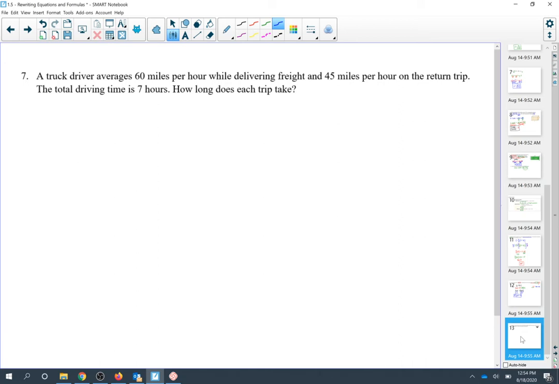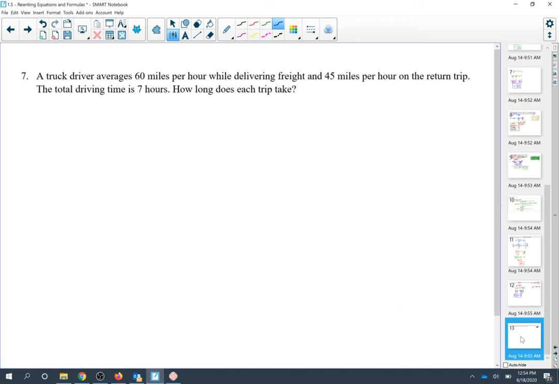Now, think about this before we start writing stuff down. If he's going 60 miles per hour on the way out and 45 miles per hour on the way back, which trip is probably going to take him more time or less time? I'm thinking in my head, okay, if he's going 60 miles per hour, he's going faster on the way out. So the out trip is going to take him shorter than the coming home trip. And it was 7 hours altogether.